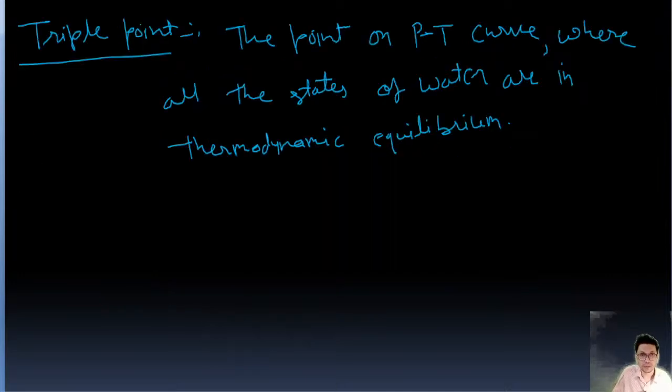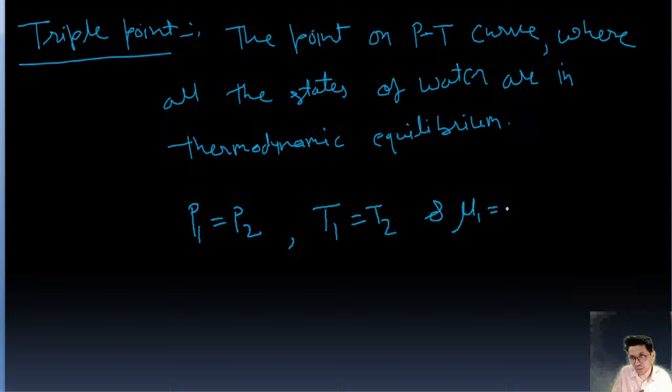All are in thermodynamic equilibrium means this: at this point, P1 equal to P2, T1 equal to T2, and mu1 equal to mu2. That is the thermodynamic potential for pressure and temperature.